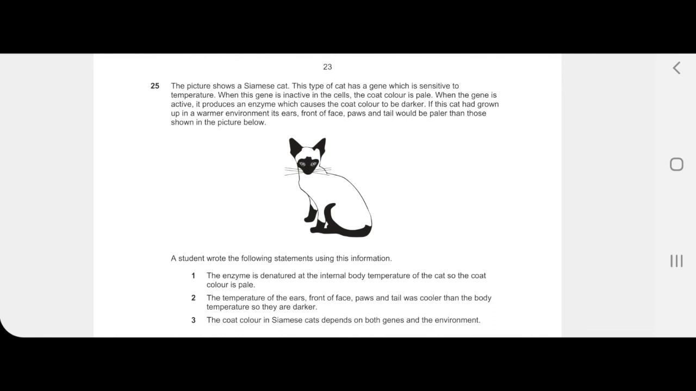A student wrote the following statements using this information. Statement number one, the enzyme is denatured at internal body temperature of the cat, so the coat color is pale. Statement number two, the temperature of the ears, front of face, paws, and tail is cooler than body temperature, so they are darker. Statement number three, coat color in Siamese cats depends on both genes and environment. Which of these statements is/are correct?